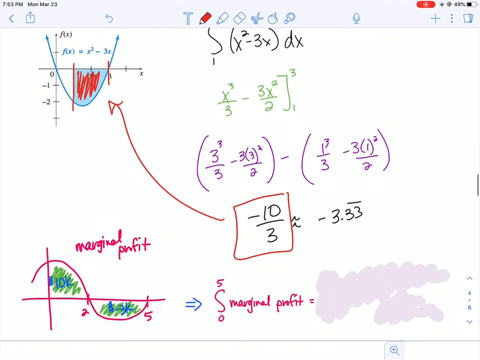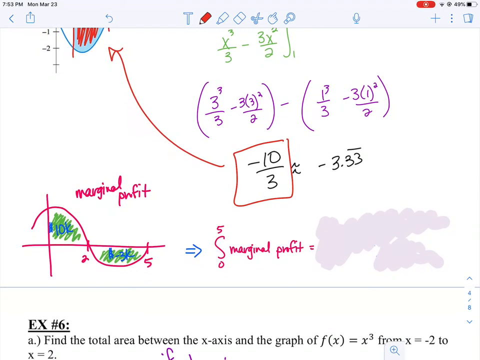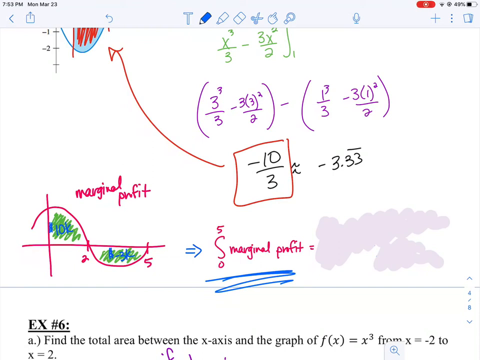The example is there on purpose because I need you to be really careful depending on what the question asks. Before we do our next example, I want to give you a real world scenario of when you have to be careful of positives versus negatives, above the x-axis versus below. If I give you a marginal profit function, remember that's the rate at which profit is changing, the derivative of profit, and I ask you to integrate that from 0 to 5, what I'm really asking you to do is find the area underneath the curve of that marginal profit from 0 to 5.